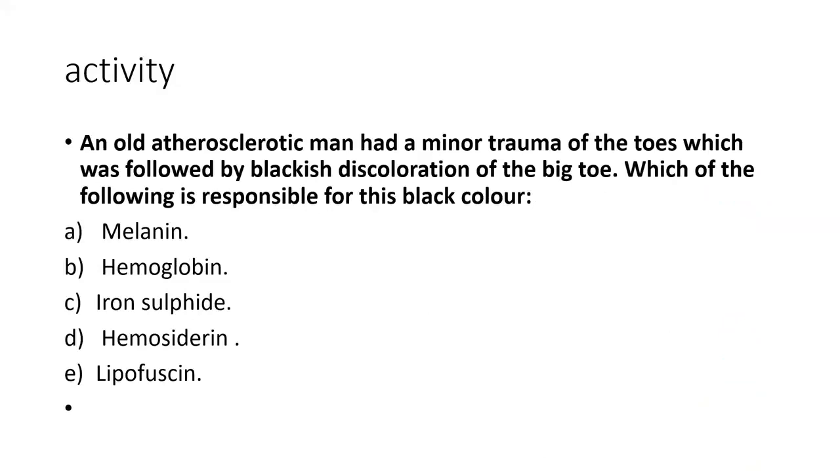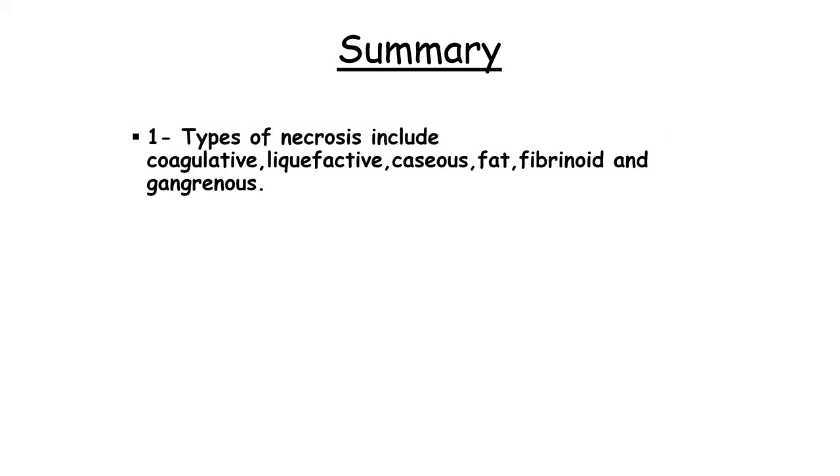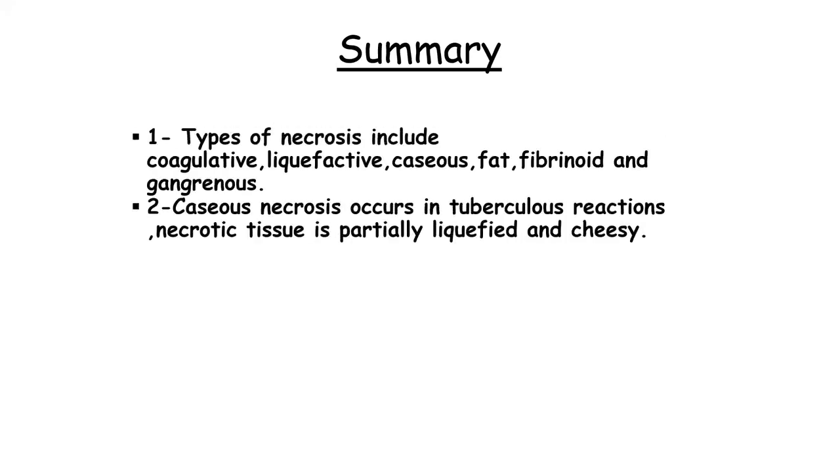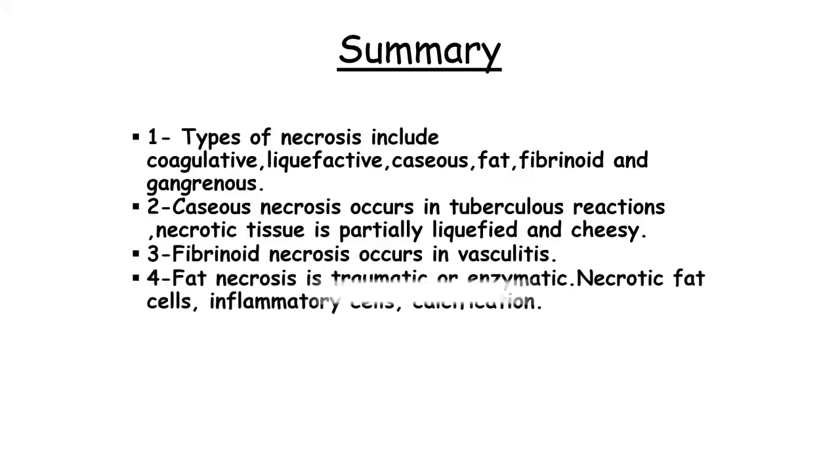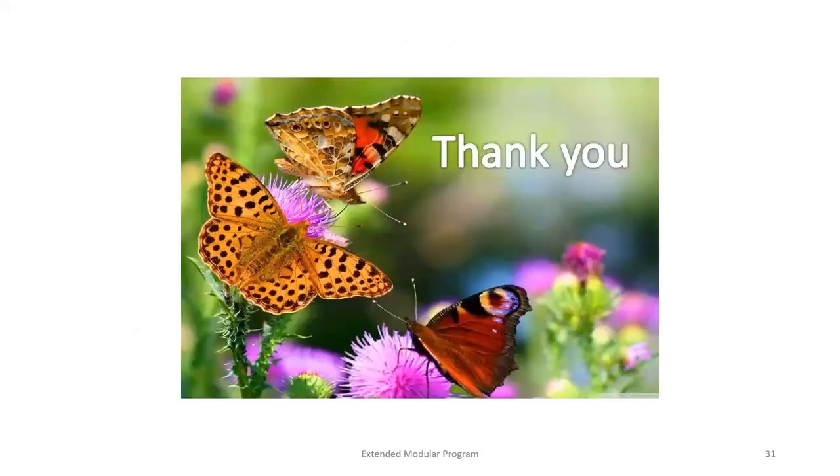An old atherosclerotic man had a minor trauma of the toes, which was followed by blackish discoloration of the big toe. Which of the following is responsible for the black color of the toe? What happened to this man? Yes, gangrene. Which is responsible for the black color? Very good. It is iron sulfide. This is responsible for gangrene. And thank you very much.